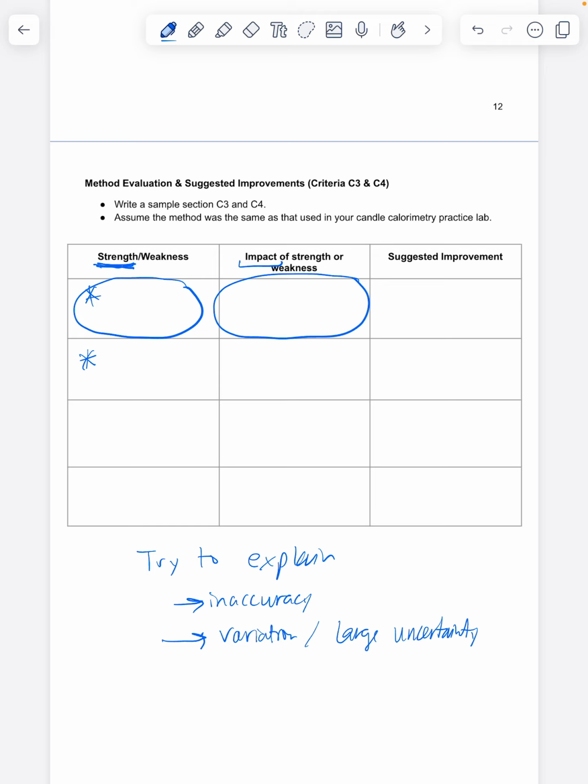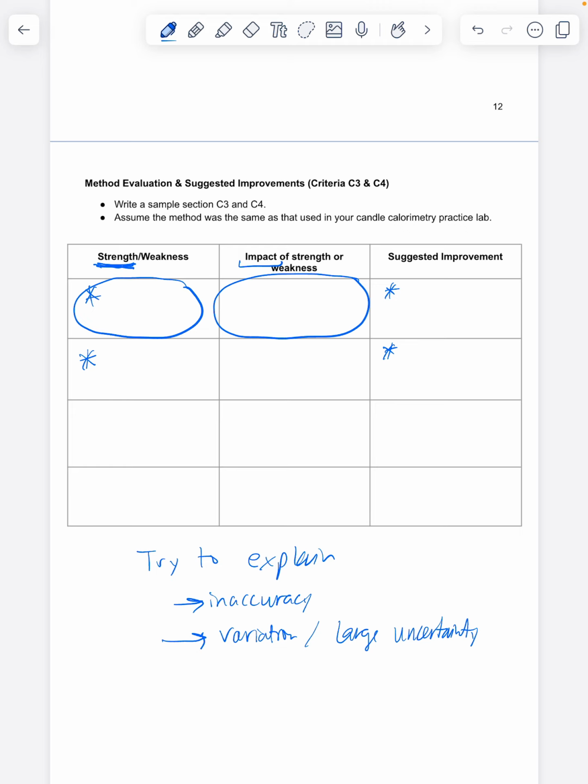Once you've identified and explained the weaknesses, you're trying to suggest changes in the method that would just make it better. You don't have to perfect it, but you should suggest something that would be realistic for someone to carry out in our classroom and explain how it would make the results better or why it would make the results better.